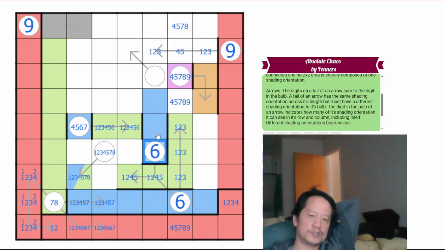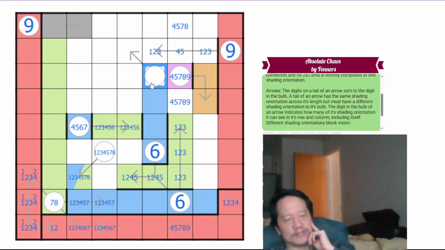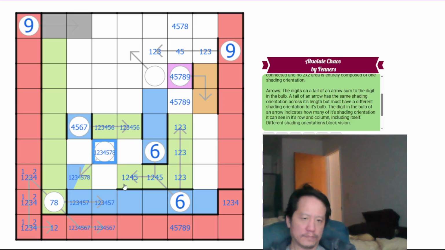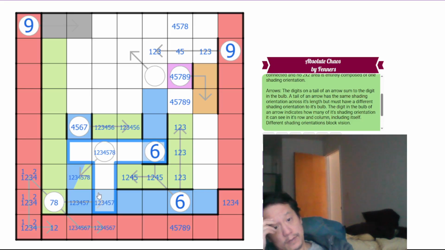If this is full 6, this would obviously be the same. This would be different. This would have to have something, at least one going this way, because this cannot be the same digit. You could have blue going that way, and this would be 4. You just cannot have it connecting that way. Hmm.